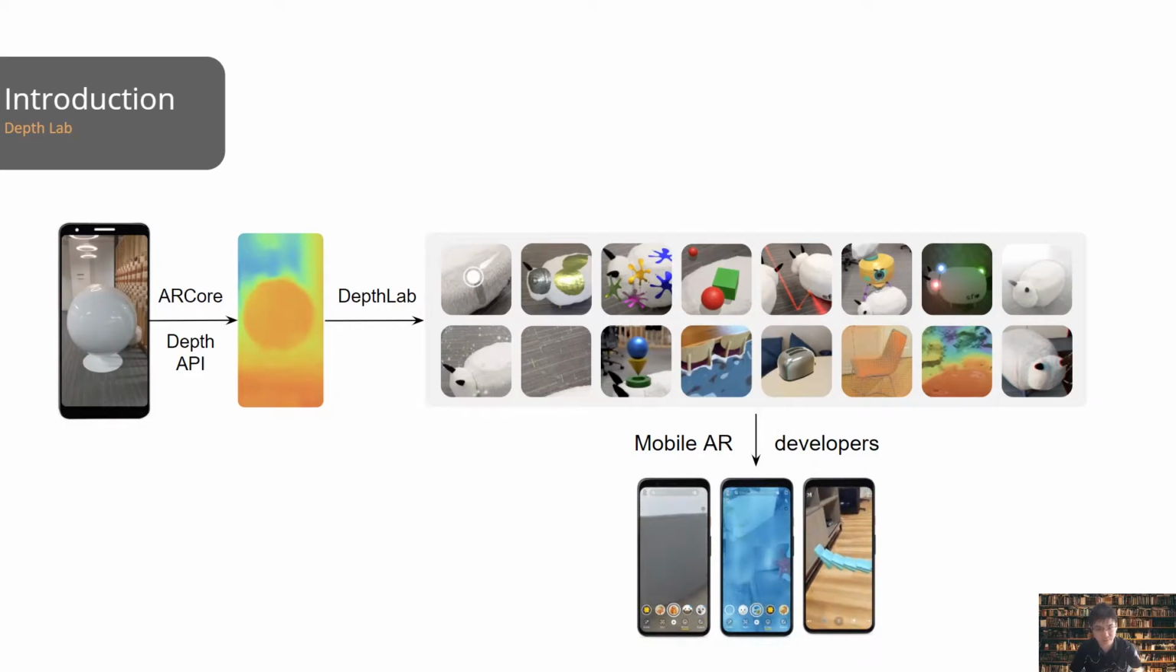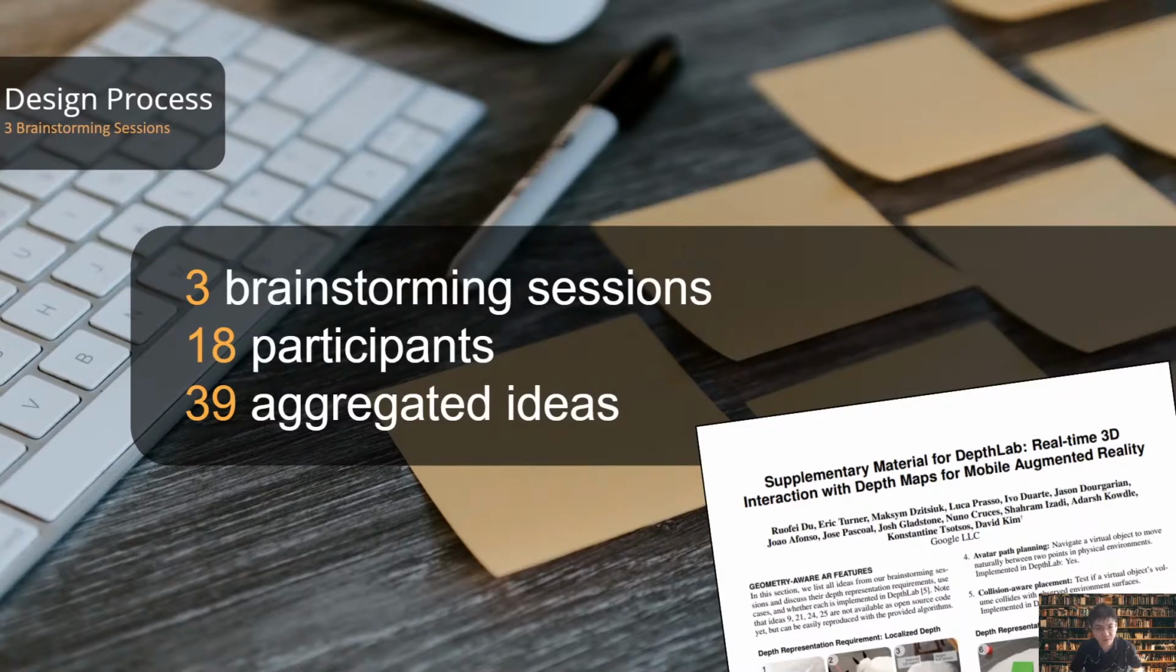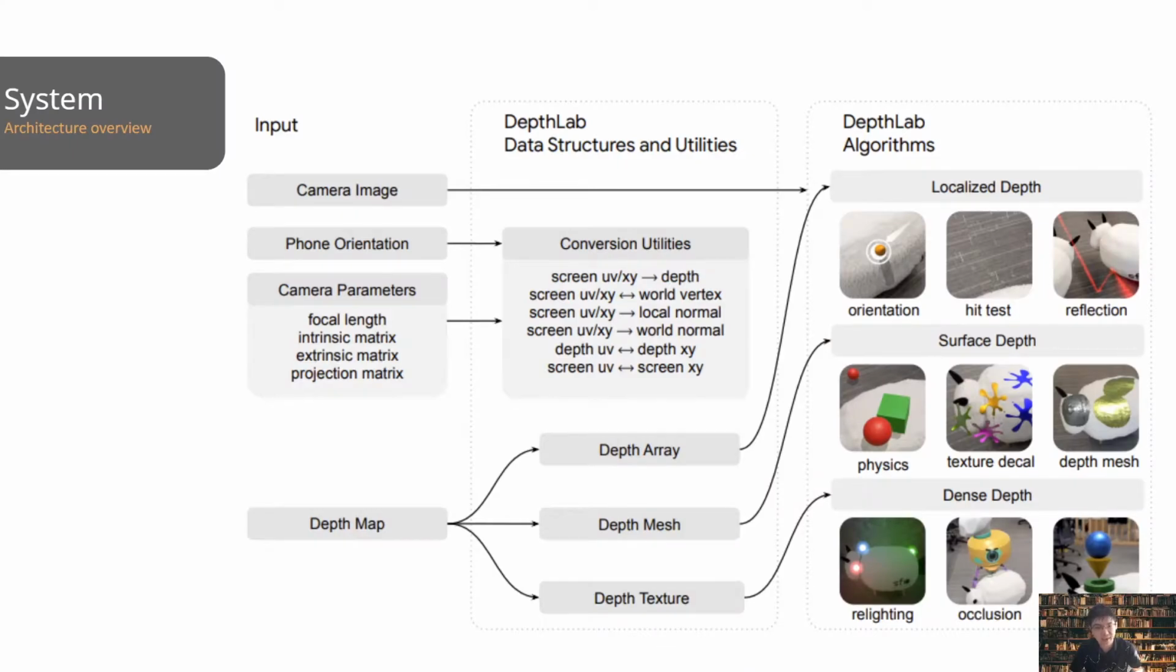AR developers. To explore the design space, we conducted 3 brainstorming sessions with a total of 18 participants and proposed a total of 39 aggregated ideas. We architect and implement a set of data structures and real-time algorithms for mobile AR developers. There are 3 kinds of data structures.